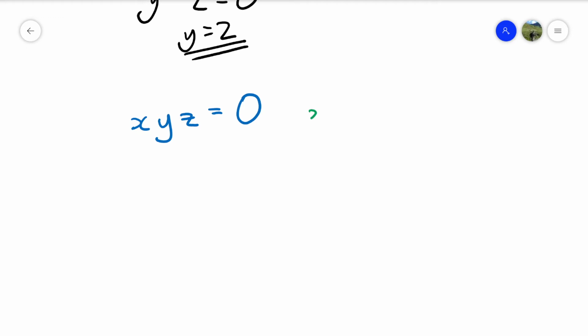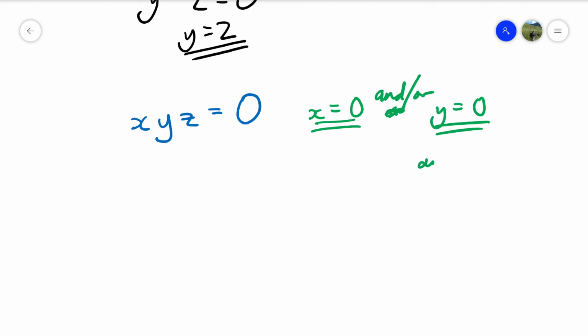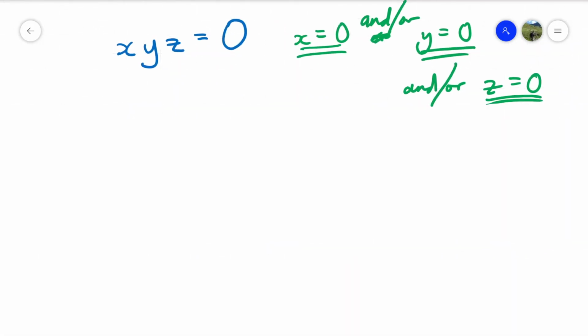This time we've got 3 things multiplied together that make 0, which means either x equals 0 and or y equals 0 and or z equals 0. Because they're 3 different numbers, maybe they're all 0, or maybe just one of them is 0, or maybe two of them are 0. Let's do the next one.